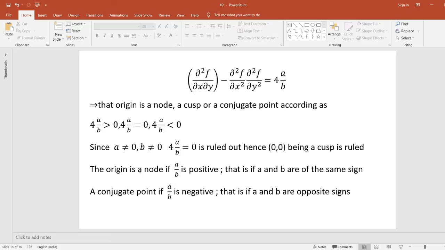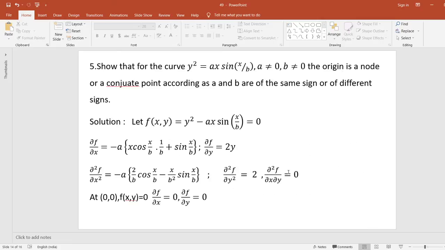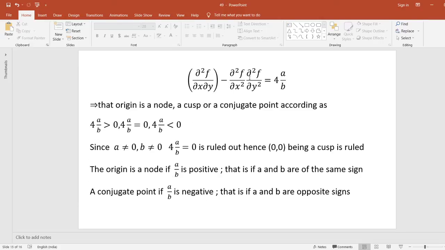this is del square f by del x square, into 2 is del square f by del x into del y which is 0, minus 2a by b, this one, into 2. What we have, minus into minus, again plus 4a by b, that decides whether the origin is a node or a cusp. Here 4a by b may be greater than 0, or it may be equal to 0, or it may be less than 0.